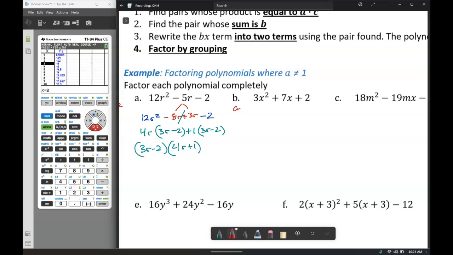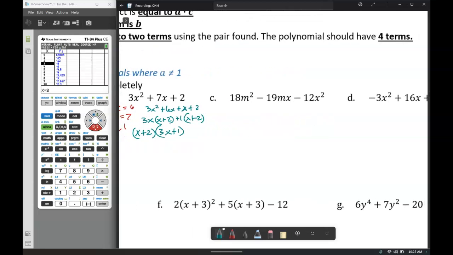B, A times C equals 6, and B is 7. So a product of 6 and a sum of 7 is going to be 6 and 1. So we can rewrite this as 3x squared plus 6x plus x plus 2. So our 2 factors, x plus 2 and 3x plus 1. Same logic applies even if we have more variables.